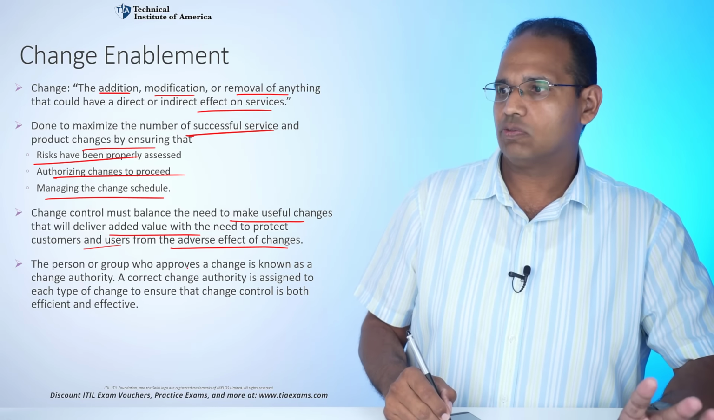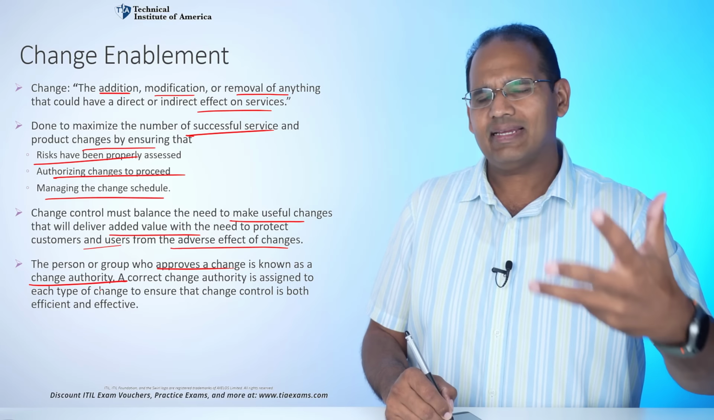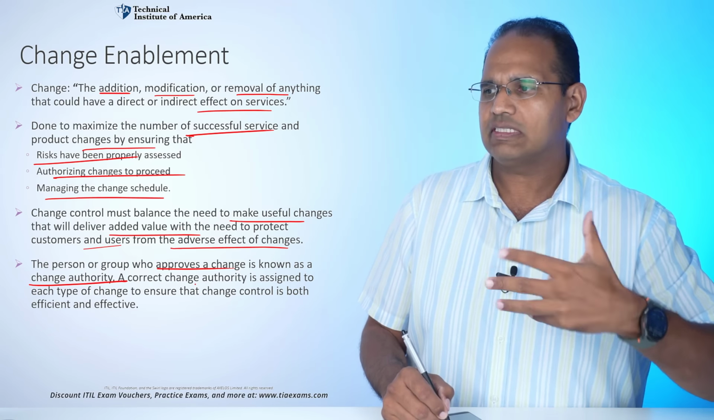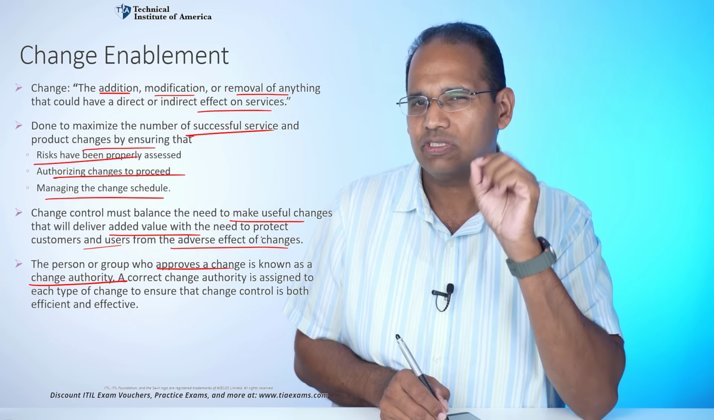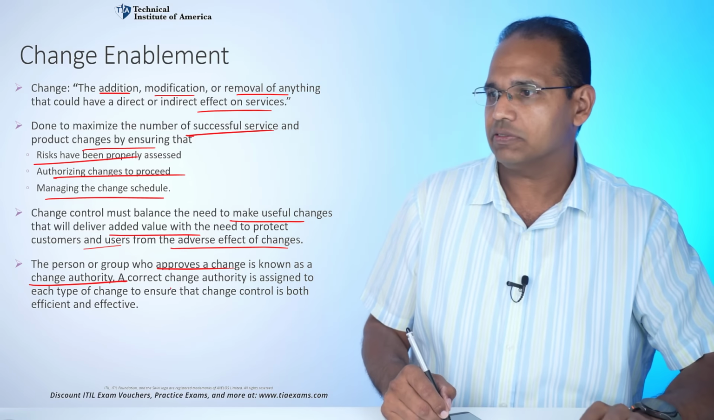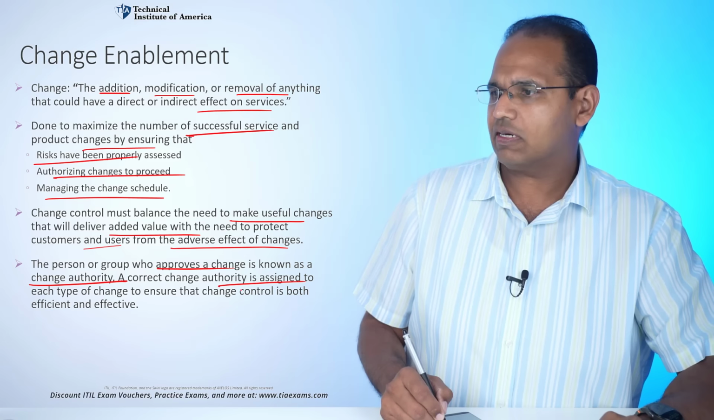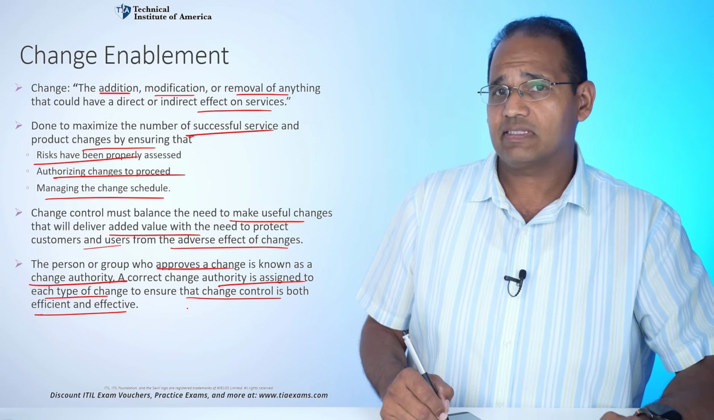The person or group who approves changes is known as a change authority. We're not going to get in depth into this for ITIL Foundation, but you need to have some kind of higher authority. No one should be making unauthorized changes. In fact, many of the incidents in IT occur because of unauthorized changes. A correct change authority is assigned to each type of change to ensure change control is effective and efficient.